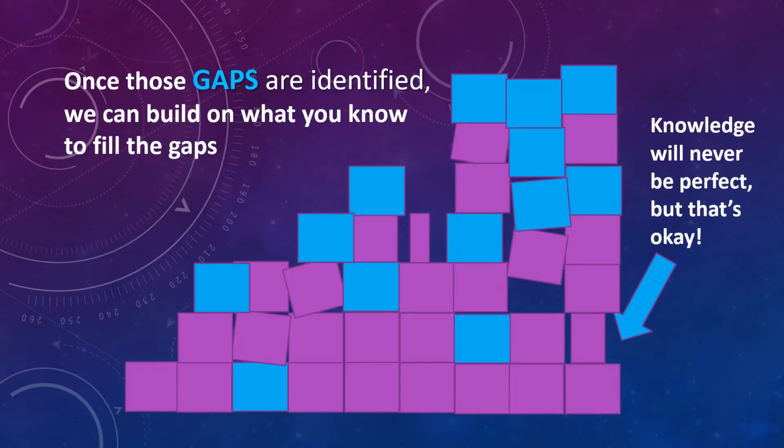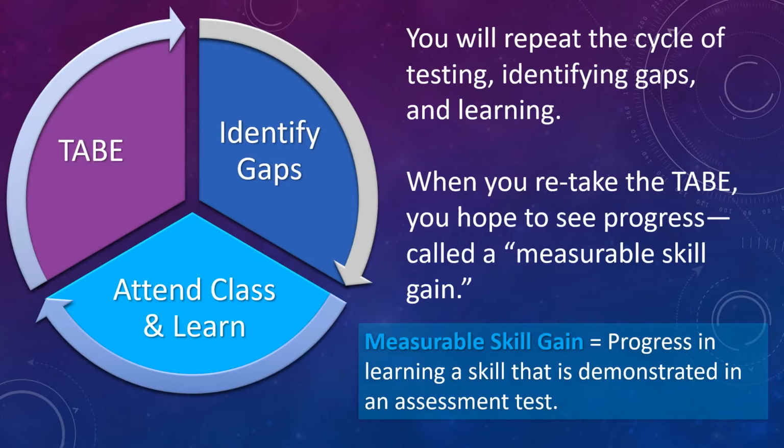Now, once those gaps are identified, we can teach you those specific skills. And your knowledge will never be perfect. It will never look like that first chart, but that's okay. Nobody has perfect knowledge. We all have these little spaces in there where things just don't quite add up, but that's all right. It just needs to be good enough.